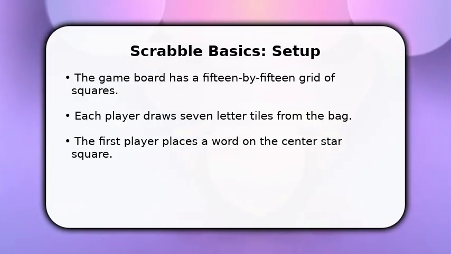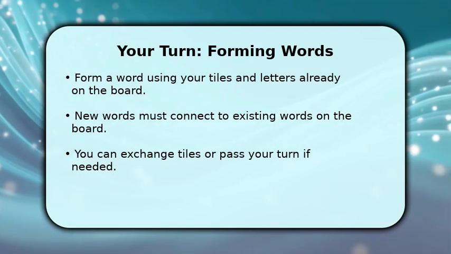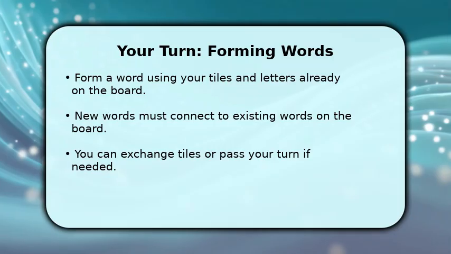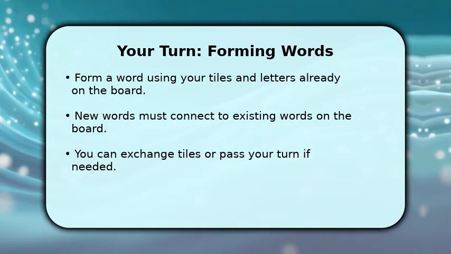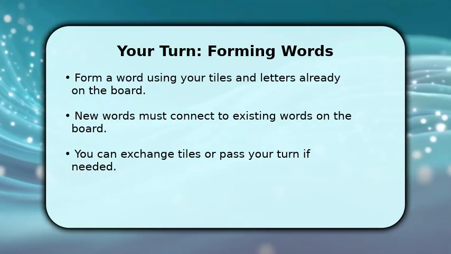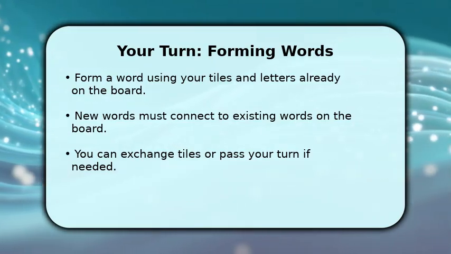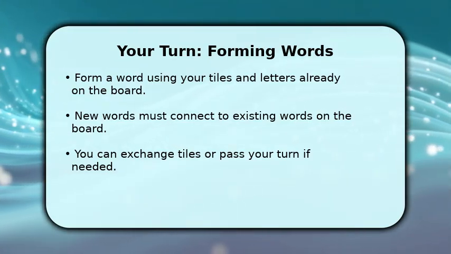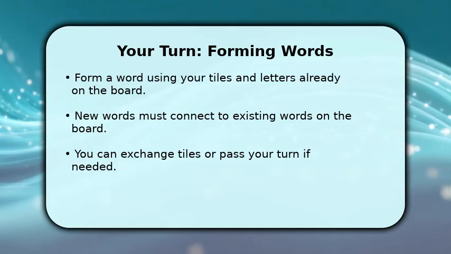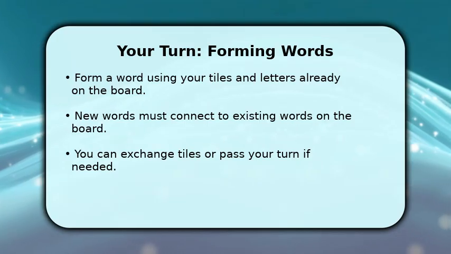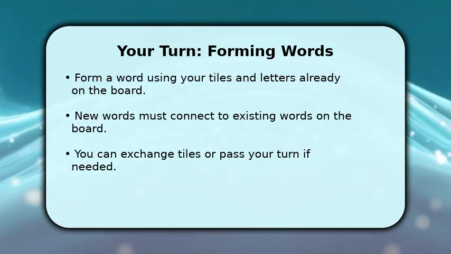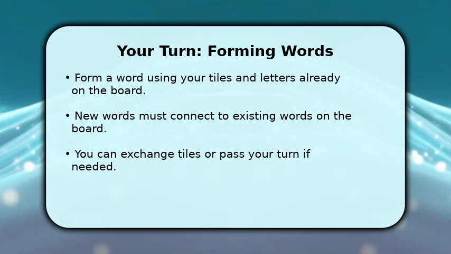Remember, all words must read either horizontally or vertically. On your turn, you'll form a word using some or all of your 7 tiles, connecting it to at least one letter already on the board. Words can be placed horizontally or vertically, but never diagonally. After playing, draw new tiles to bring your hand back to 7. If you cannot form a word or choose not to, you can exchange one or more tiles for new ones from the bag or simply pass your turn.